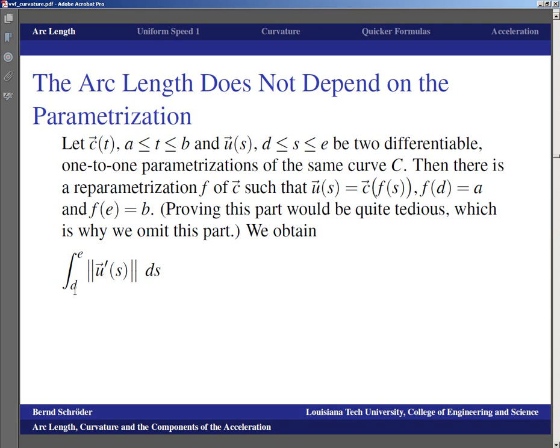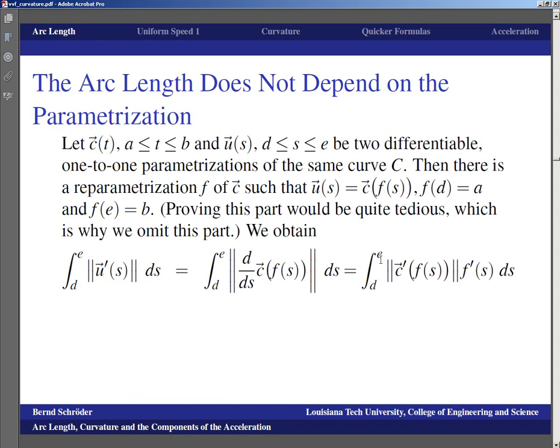Once we've got that, if I compute the arc length with u, I would have that the length is the integral from d to e of the norm of u prime of s ds. And that's the integral from d to e of the norm of the derivative with respect to s of c of f of s ds. And I can compute that with the chain rule. That's the integral from d to e of c prime of f of s times f prime of s, but f has to increase from d to e as we go from a to b. f prime is positive, so I can pull that out. And the norm stays around the vector-valued part.